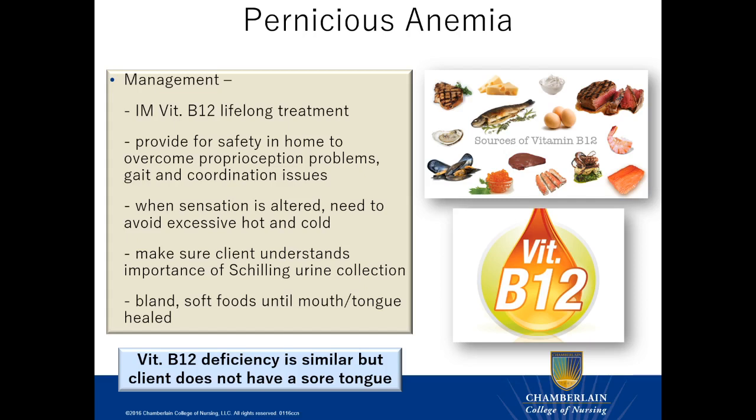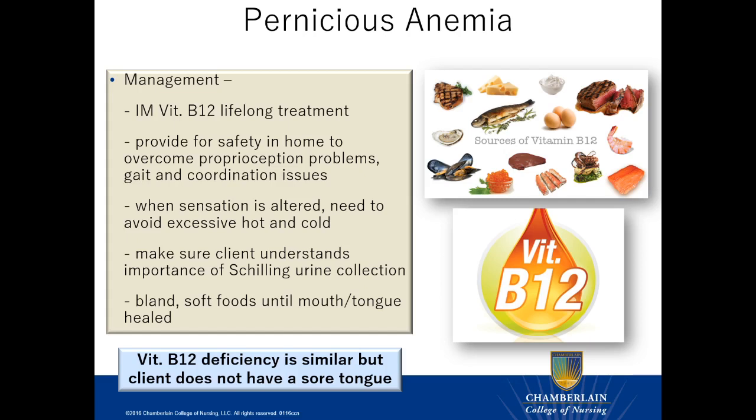How do we manage pernicious anemia? Well, look at the foods here. A lot of foods that include B12. IM vitamin B12 may be a lifelong treatment. We provide for safety in the home. Remember that neural paresthesia, spinal cord difficulties. So we want to look for issues in the home because of gait issues, because of sensation issues, and loss of coordination. Avoid hot and cold excesses.